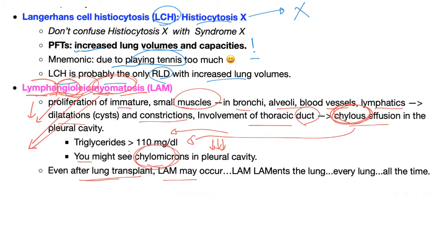Even after lung transplant, LAM may occur again. LAM laments the lung, every lung, the entire lung, all the time.